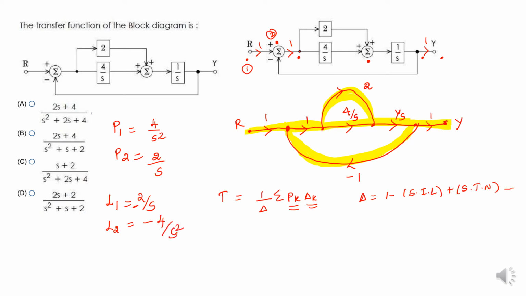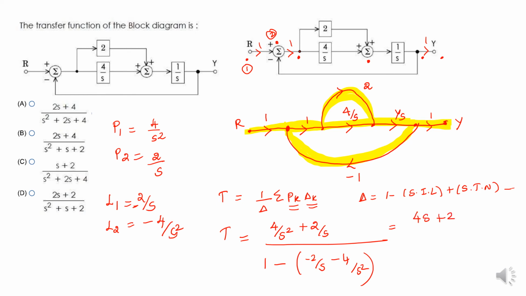Now I am going to find the T value. T is equal to the summation of forward paths, 4 by S square plus 2 by S, the whole divided by 1 minus the sum of individual loops, minus 2 by S minus 4 by S square. Next I am going to take the LCM. The numerator is 4 plus 2S divided by S square, and the denominator is 1 plus 2 by S plus 4 by S square.